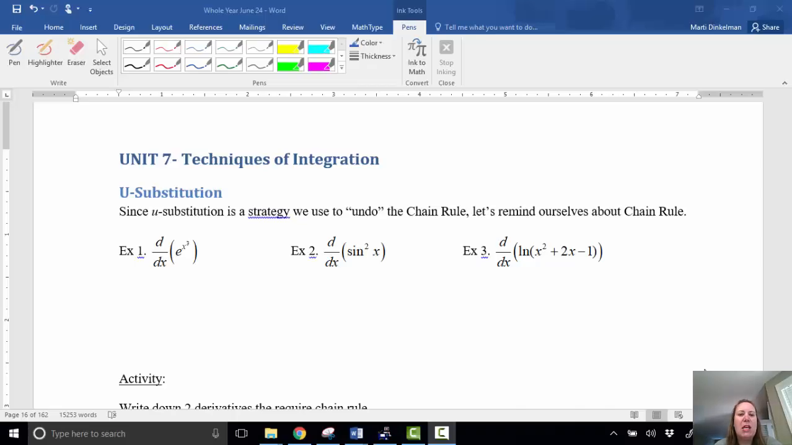This is the beginning of Unit 7. We're going to start with u substitution, which is technically review, but we're going to learn some more techniques during this chapter, so I thought it would be a good idea just to remind ourselves about u substitution.